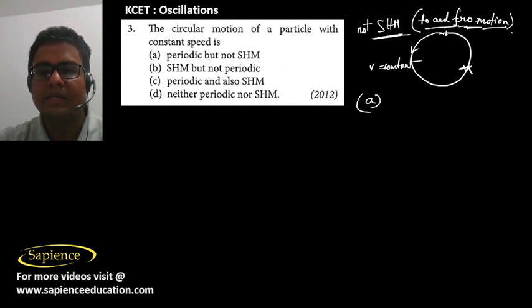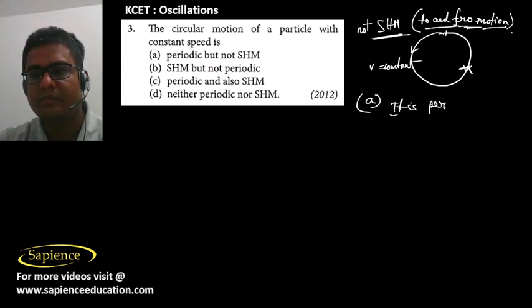But the same motion is happening after every complete circle. After every complete round, the motion is repeated. So therefore it is periodic. The circular motion is periodic, but it is not SHM.